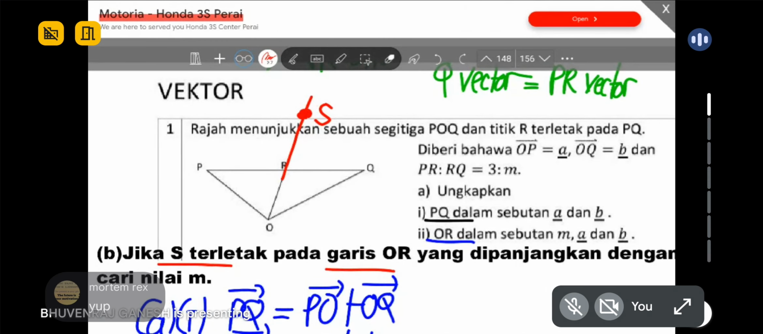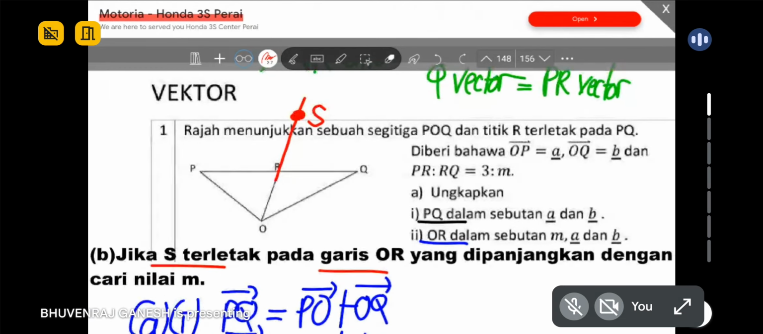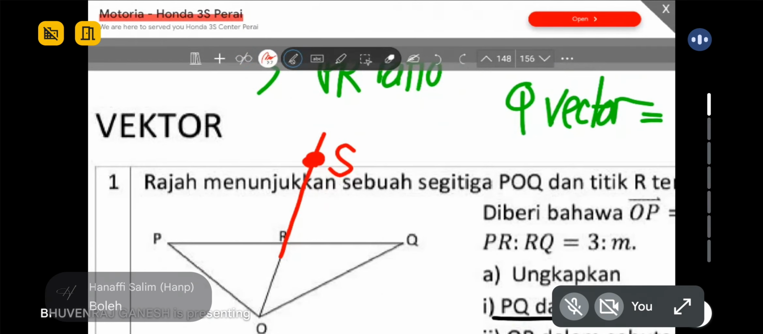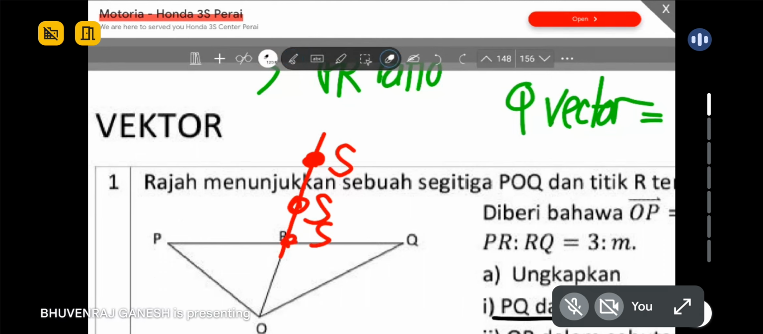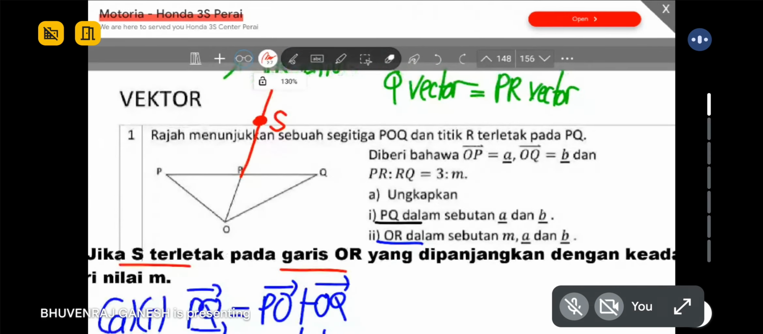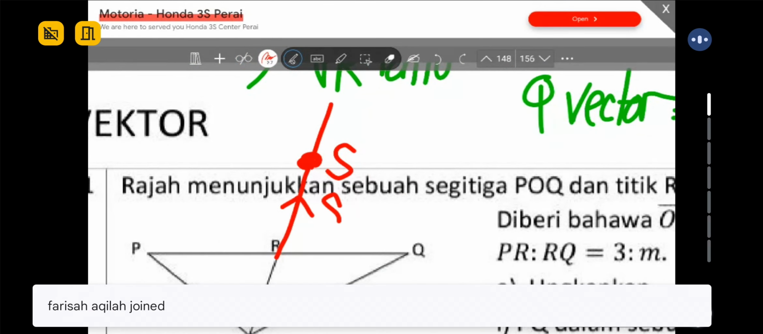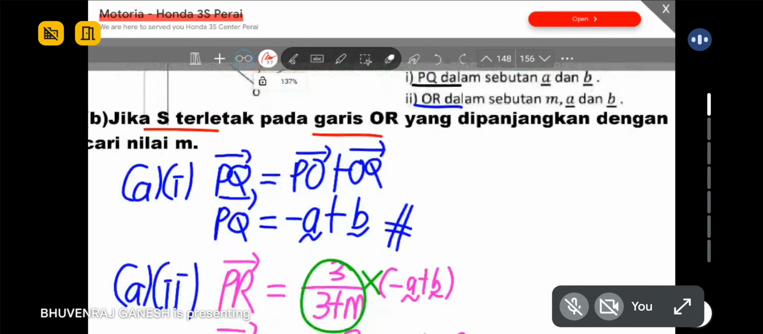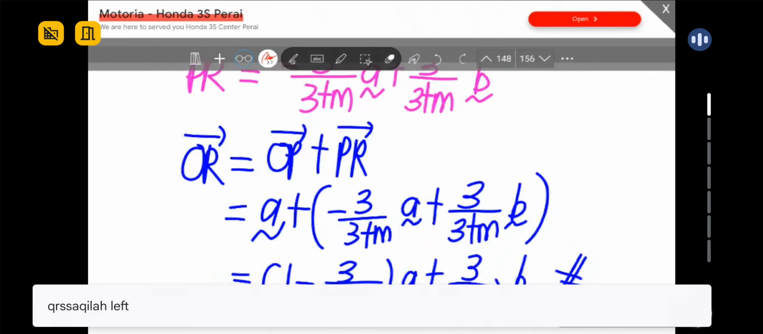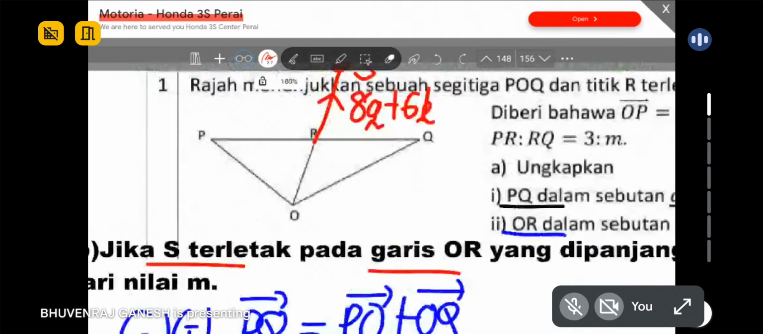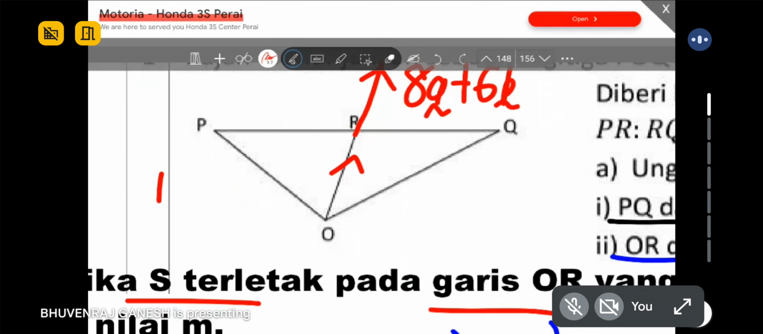S terletak pada garis OR yang dipanjangkan. Okay, so S is on the point where you extend the line. So you can actually put S anywhere you like. You can put S here, you can put S here, anywhere you like. Boleh letak mana-mana. Okay, but for example, I just put it here. All right. So now, RS equals 8A plus 6B. So you guys can label RS as 8A plus 6B. And then, do you have OR? Yes. Kamu ada informasi kan? So you also have your vector OR over here, which is 1 minus 3 over 3 plus M.